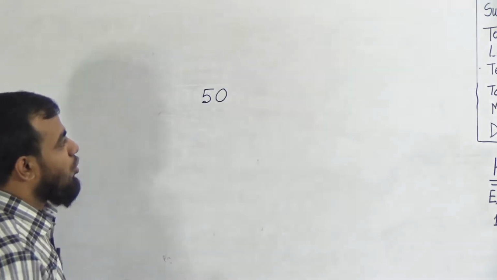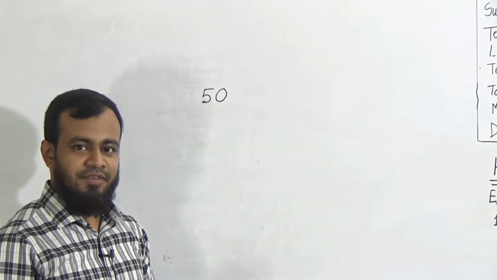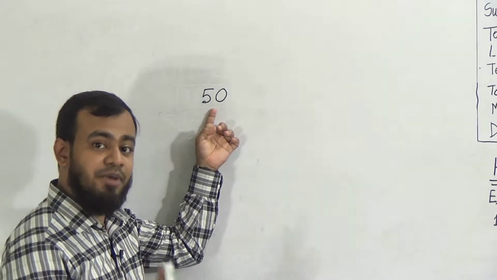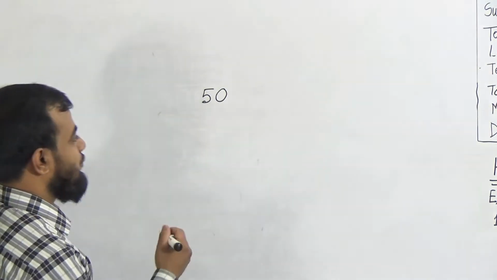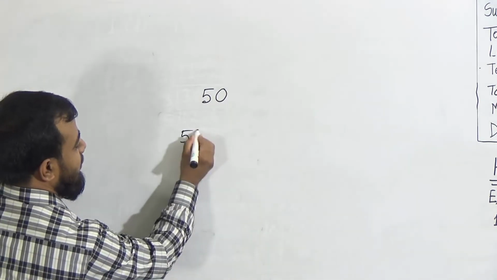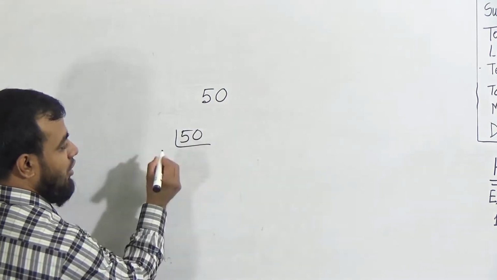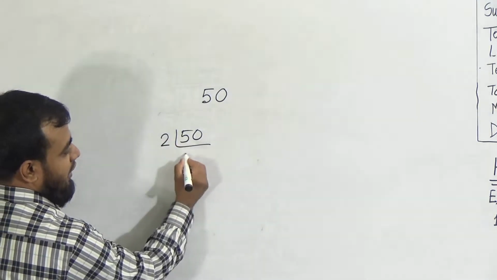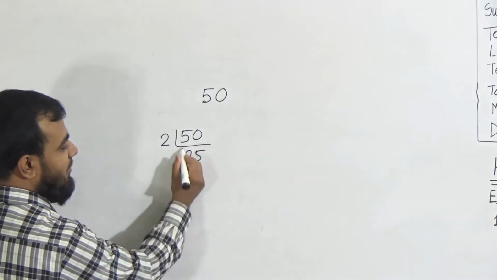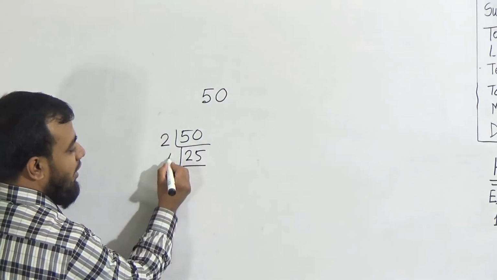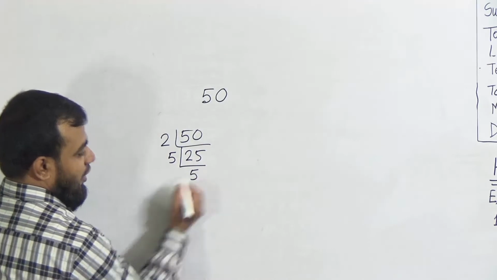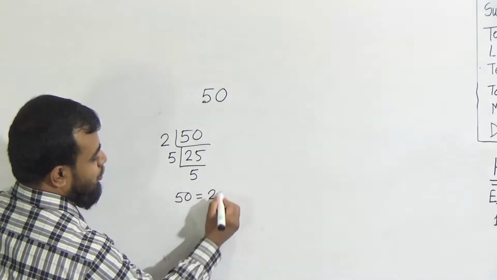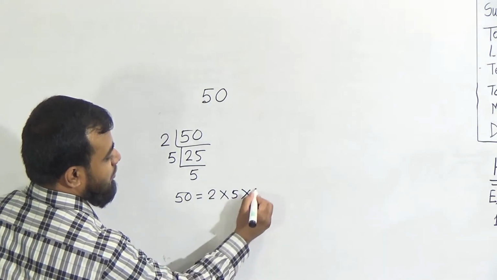First question is what? Which is the least number that we can multiply with 50 to get a perfect square number? What is that number? First of all, we should resolve the given number 50 into prime factors. First of all, we divide 50 by 2, we will get 25. Now 25 can be divided only by the prime number 5, we will get 5. Now my dear students, we can write down 50 is equal to 2 multiplied by 5 multiplied by 5.